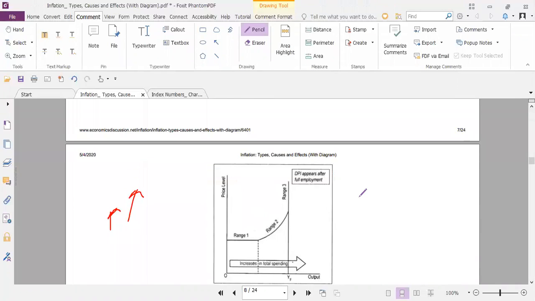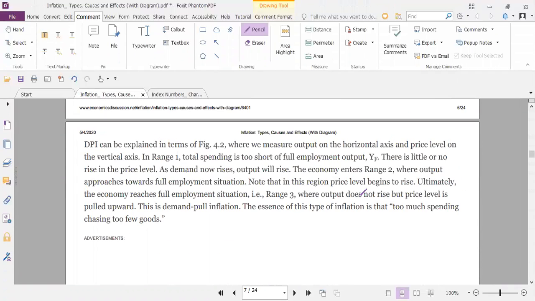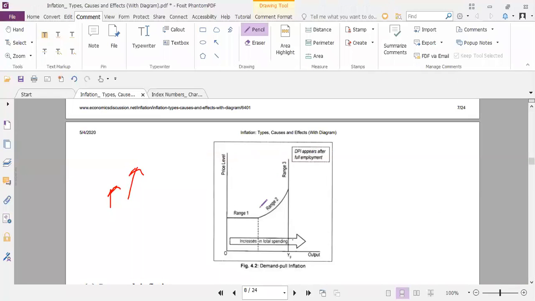Yeah. So in range 1, what is happening is total spending is too short of full employment output. Here you can see range 1. So you can see this is constant. Total spending is too short of full employment. Where is your full employment?